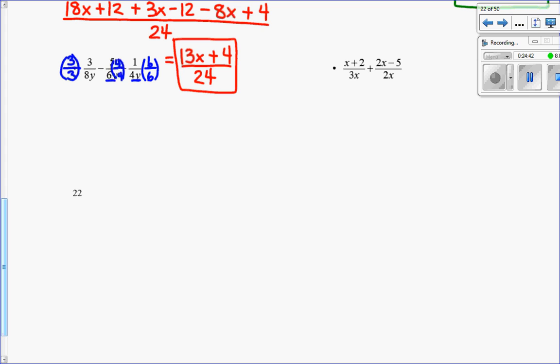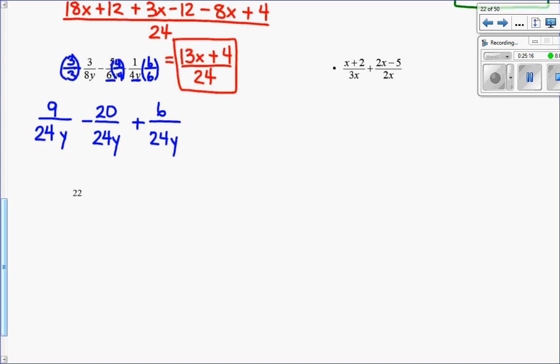Okay, so now let's multiply it out. I've got 3 times 3 in the numerator here, so that's 9 over my denominator of 24y. 3 times 8 is 24. Minus, I've got a 5 in the numerator times 4, which is 20. And in the denominator, I've got 6y times 4. That's 24y. Then I've got plus 1 times 6 in the numerator, which is 6, over 4y times 6, which is 24y.